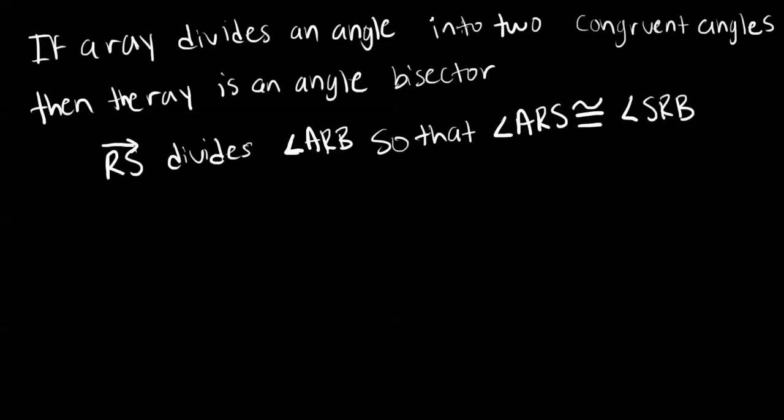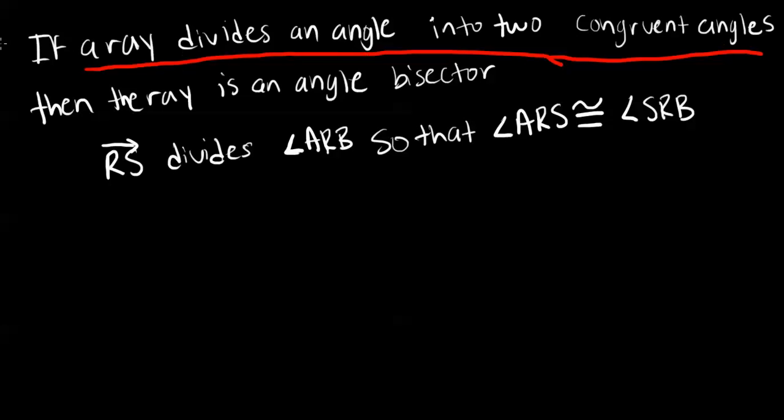Here we have the given statement: if a ray divides an angle into two congruent angles, then the ray is an angle bisector. So ray RS divides angle ARB, so that angle ARS is congruent to angle SRB. First, let's identify the hypothesis and conclusion. The hypothesis is a ray divides an angle into two congruent angles. The conclusion is the ray is an angle bisector.